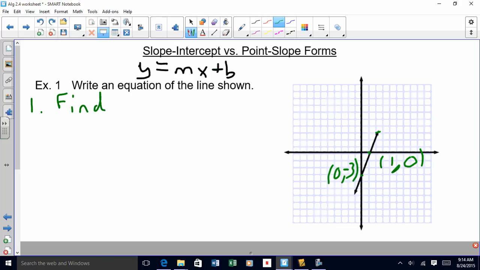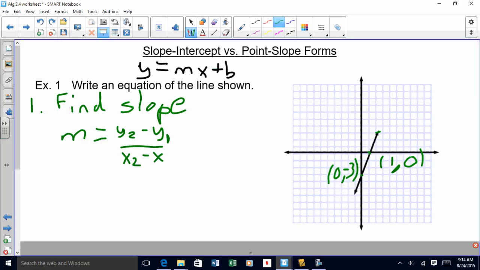Find slope. All right, and we do have that wonderful equation from Algebra 1. That's y2 minus y1 over x sub 2 minus x sub 1. You can also think of it as rise over run, which we talked about the other day. And rise over run is a very good way of thinking of slope.